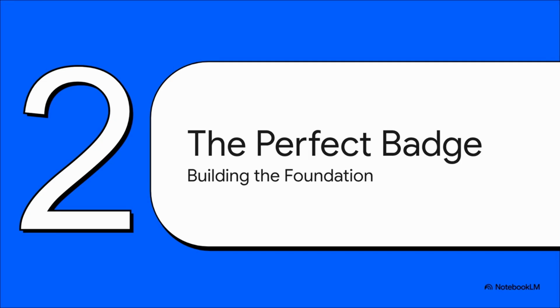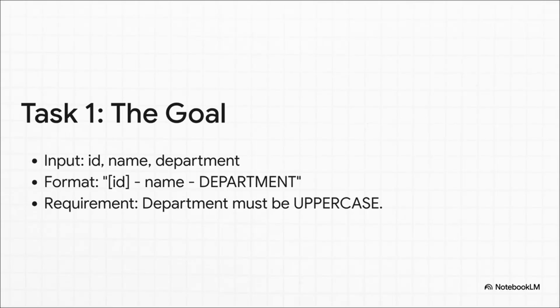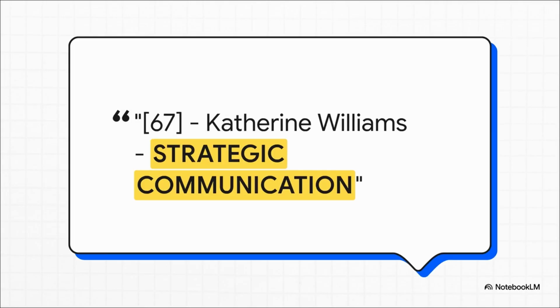We'll start with what's called the happy path, the perfect world scenario where we have all the data we could possibly need. Okay, so here's the deal. We get an ID, a name, and a department. Our job: mash them all together into a single string, just like you see here. Oh, and one little rule. The department has to be in all caps. Simple enough, right? This is our starting point. Boom, there it is, a perfect badge.